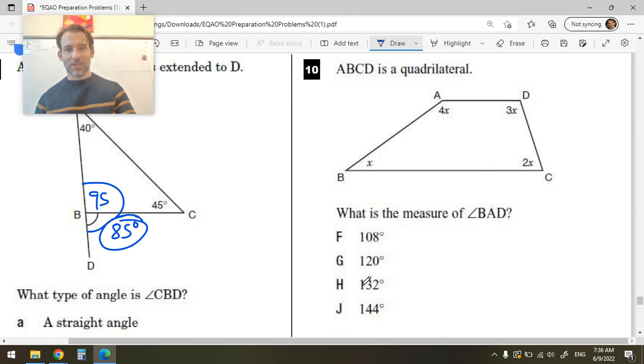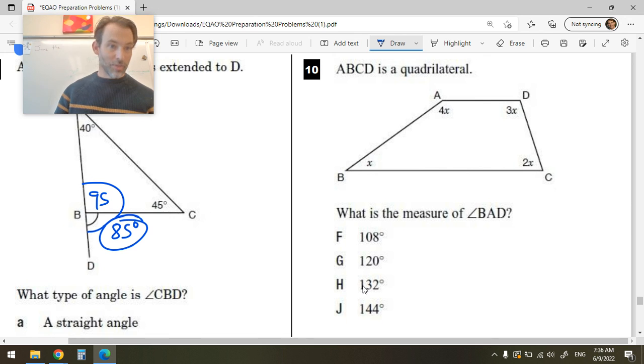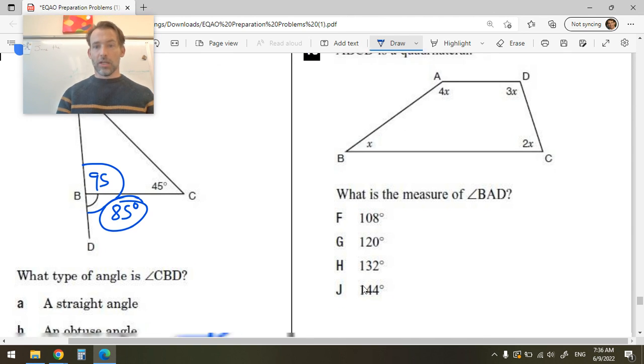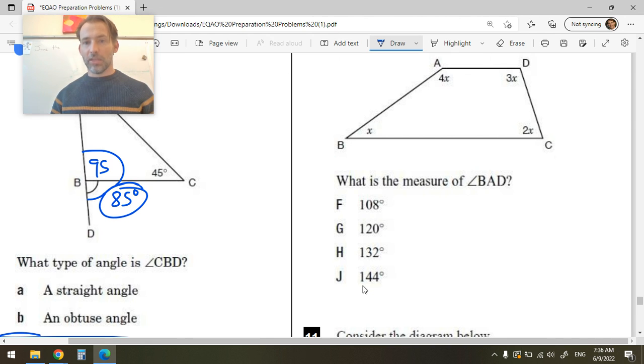Aha! ABCD is a quadrilateral. So here we go. It's a 4-sided shape. That tells me its interior angles all add up to 360, and the angles are all different amounts of x. So there's a common factor here. So here's what I can do. I can add up all the angles.